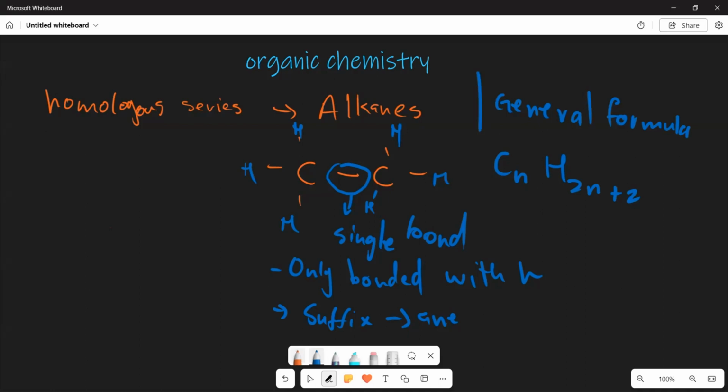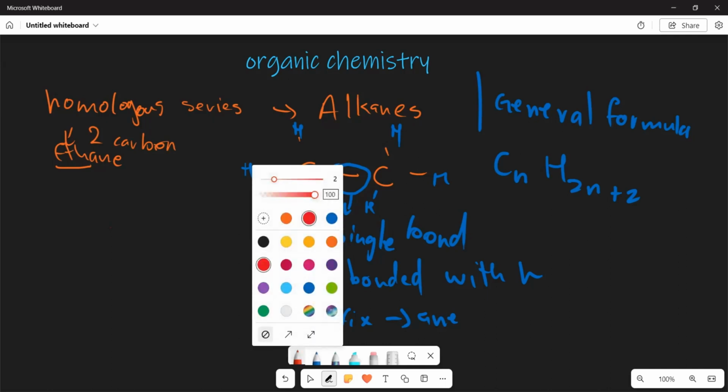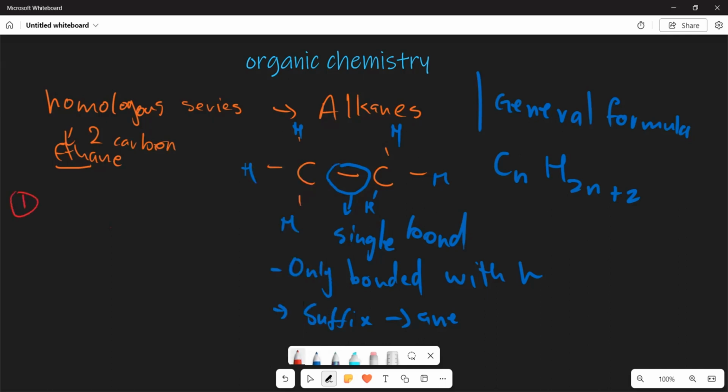Now, if I give you an example, let's say I give you ethane. Ethane means two, eth means two carbons. So let's just do all of them. Firstly, when you have one carbon, this is methane, so it's meth. When you have two carbons, this is eth.